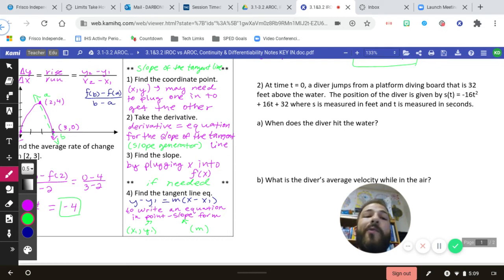So A, when does the diver hit the water? All right, now this might seem like a trick question. I'm asking for a when. What does when mean? When means a time, okay? So are we finding AROC or IROC? No. So don't just get tricked by these real world situations. They're like, oh, I'm just finding one or the other. Always read the question, find what it's asking you to find.